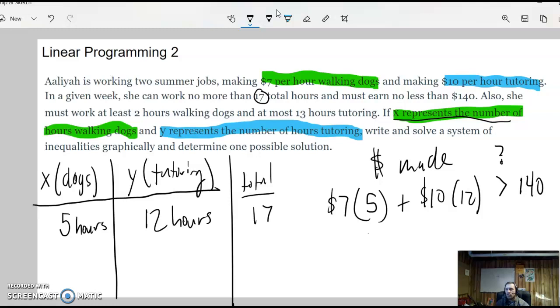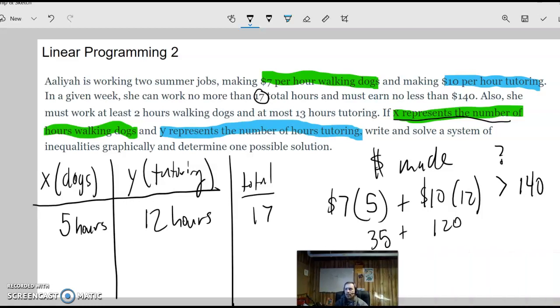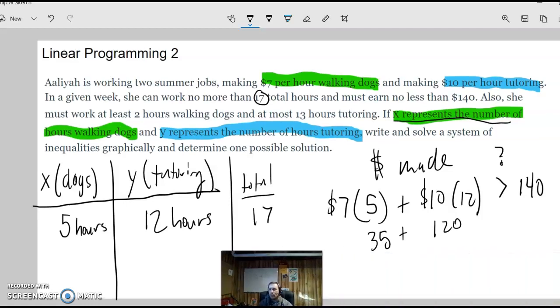7 times 5 is 35, plus 10 times 12 is $120. Those together are 35 plus 120, $155. Is that greater than 140? Yes. Okay, so this guess works. So I'm going to say, yes, that guess works. And then let's try a couple more guesses and see what numbers we need to replace over here. All right, so this one works.